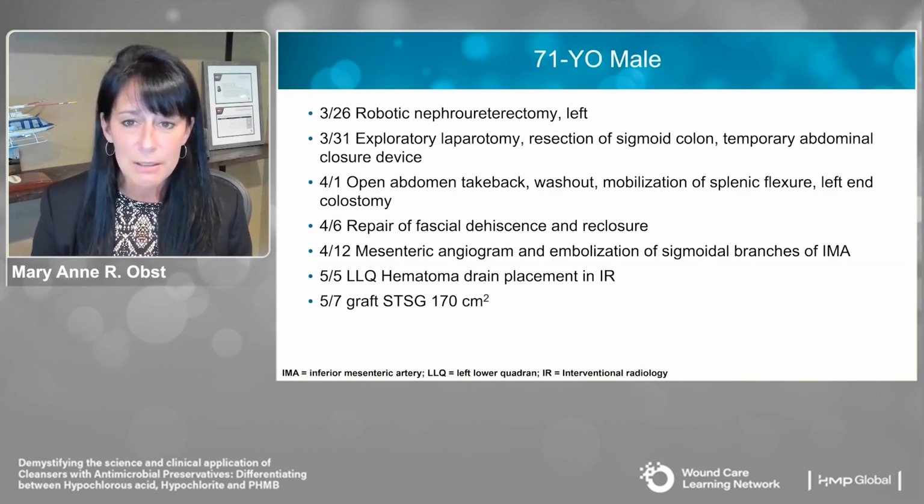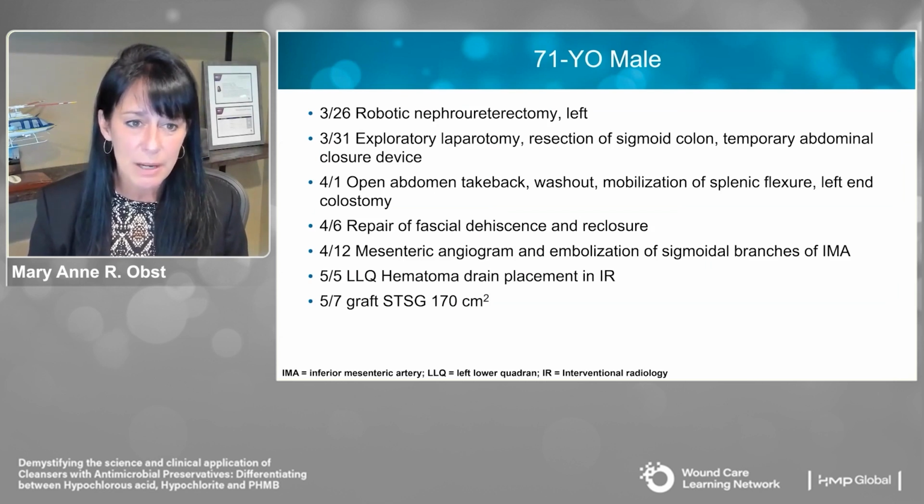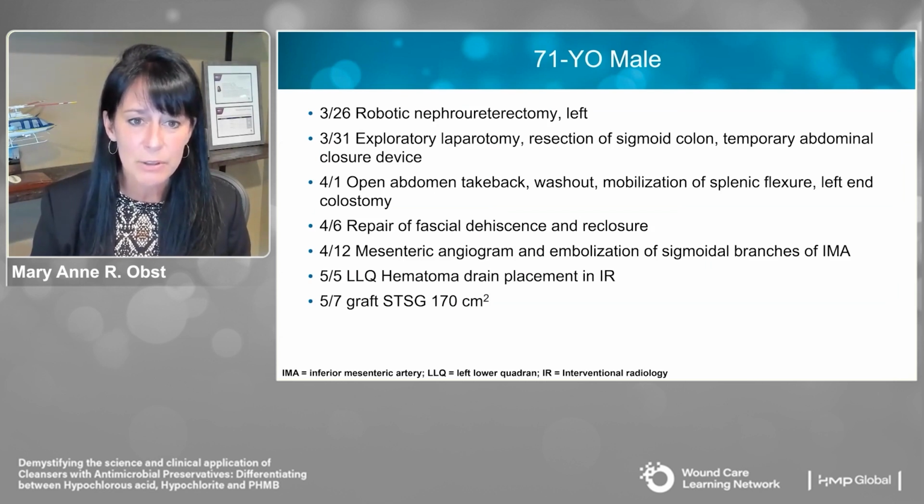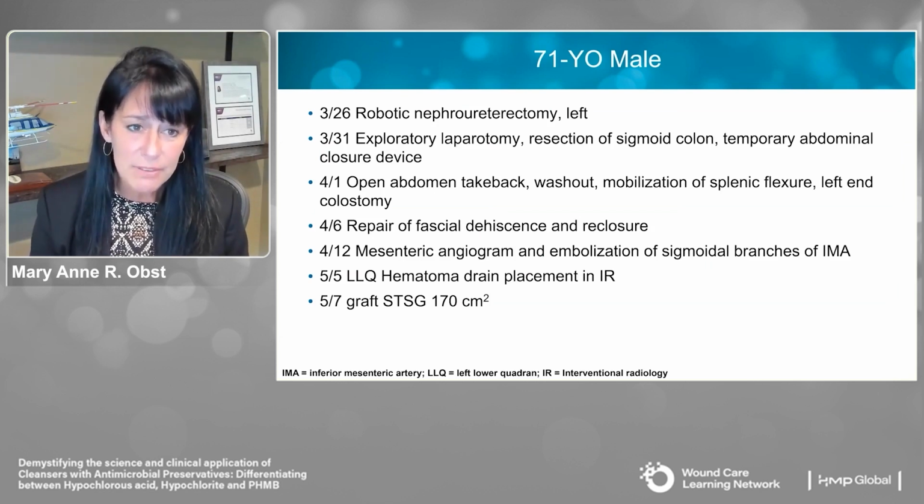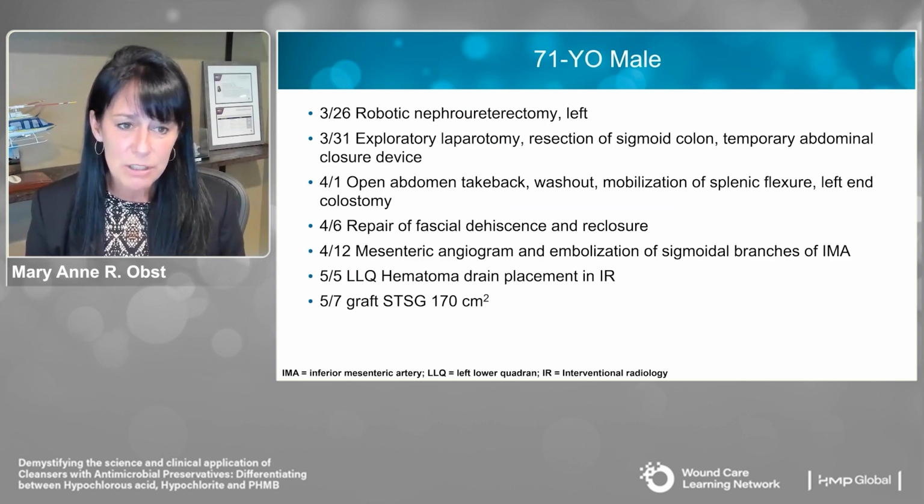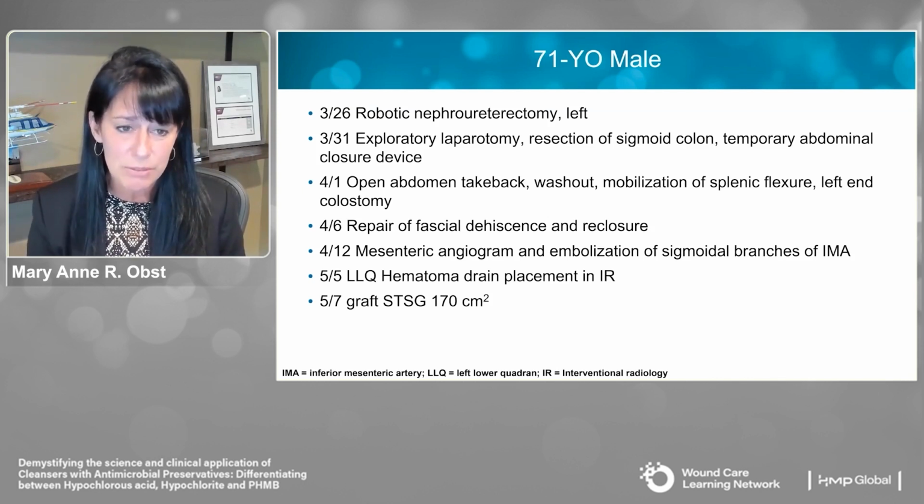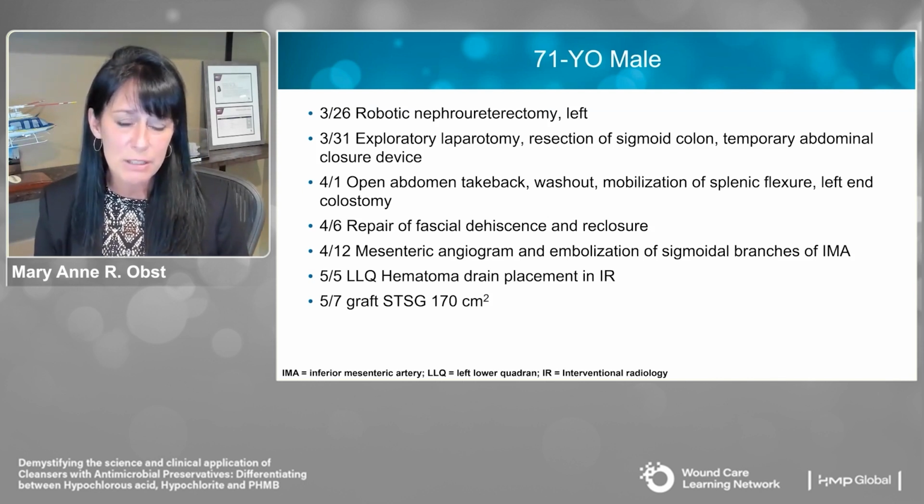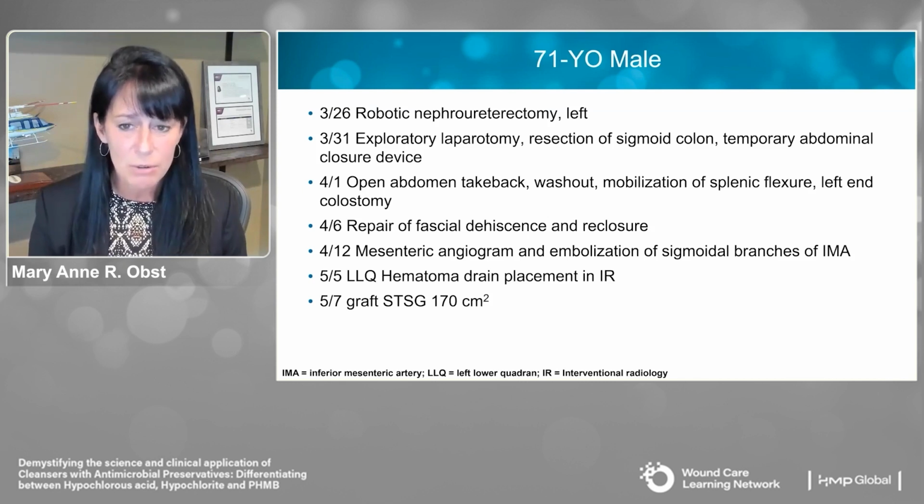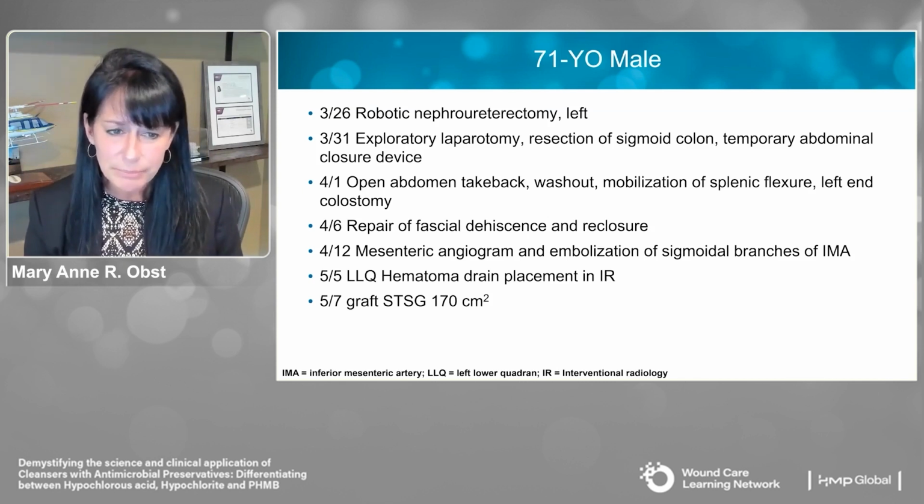Okay, let's talk a little bit different area. We had this gentleman come in for a robotic nephroureterectomy on the left and ended up with a bowel perforation. By the 31st, went in for an exploratory laparotomy, resection of the sigmoid colon, and temporary abdominal closure device. Unfortunately, by the 1st, we had to go back, take him for a washout, mobilize the splenic flexure, and give him a left end colostomy.